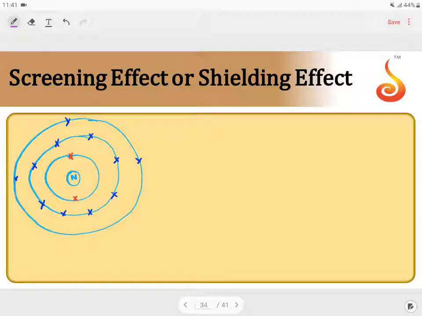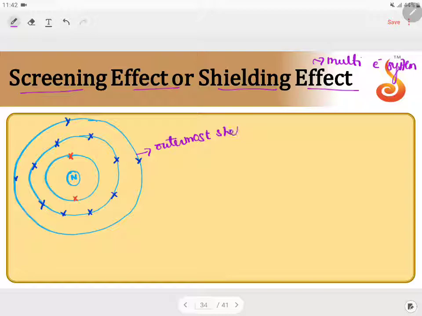Next is screening effect or shielding effect. So this shielding effect or screening effect comes for multi-electron system. Multi-electron system means an atom having more than two electrons. Let us assume three shells, and rather, let us assume that these are the orbitals itself. So the last one is known as valence shell or outermost shell.